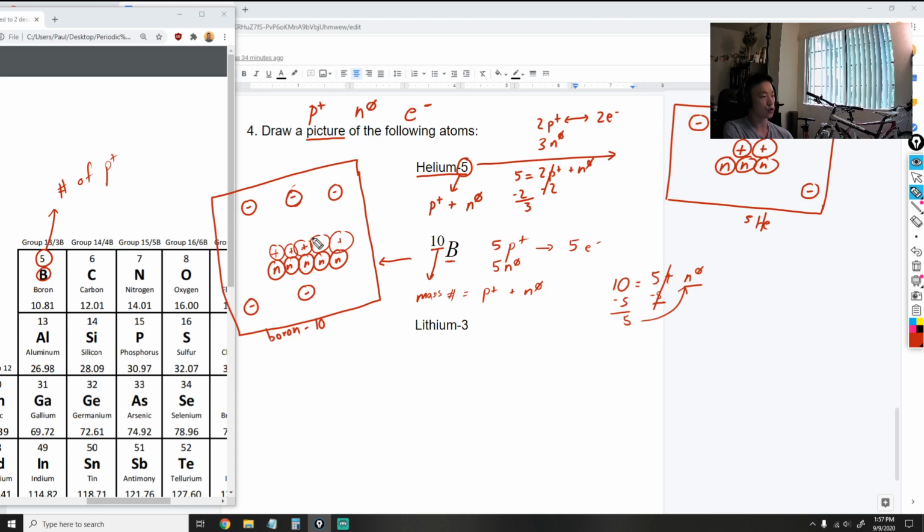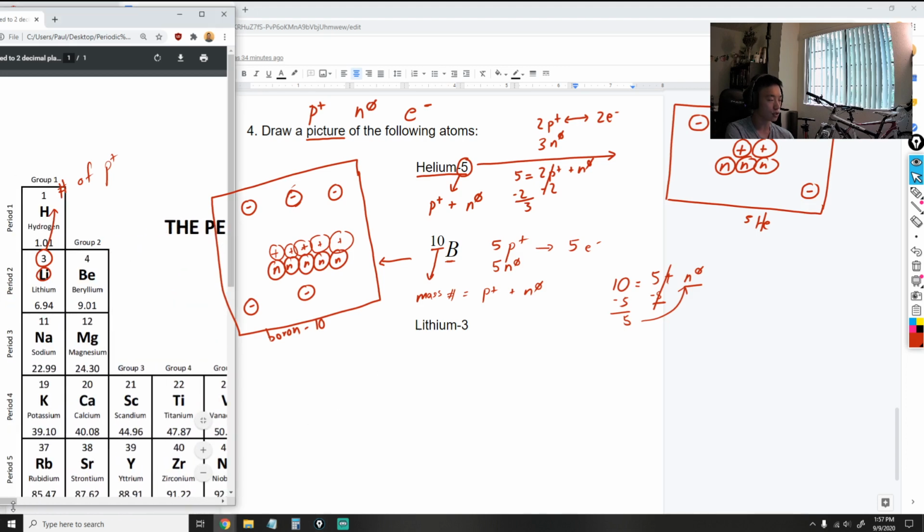Alrighty guys, let's do the last problem and then we'll be all done for today. It says look for lithium-3. If you go all the way to the left of the periodic table, you're going to find lithium over there. It looks like lithium's atomic number, the number on the top of the box, is going to be 3. And we said that the number on top is the number of protons. So lithium-3 has 3 protons.